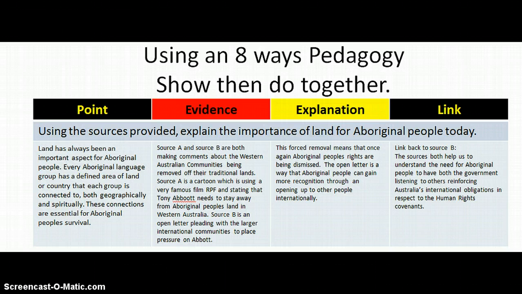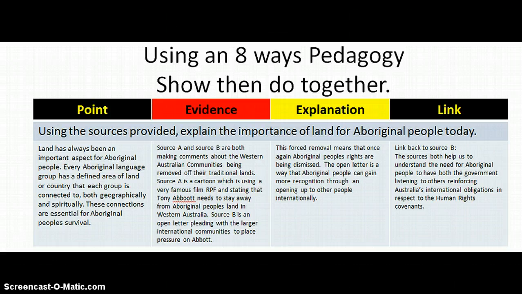So what's the point? The point is that we have to make a connection to land. So we need to make a statement that says something like, land has always been important for Aboriginal people, that every Aboriginal group has its own language area, and that is also defined by a parcel of land, and that Aboriginal people are connected to that land both geographically and spiritually. And these connections need to be also stated as being essential for Aboriginal people's survival.